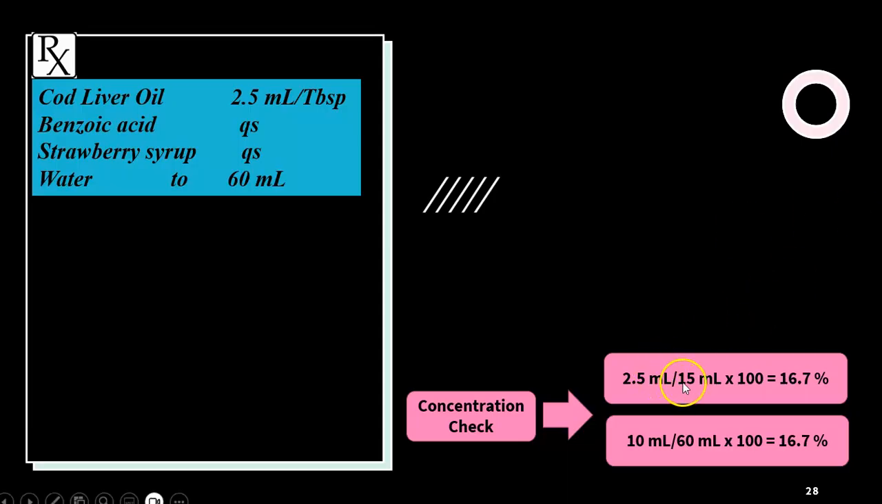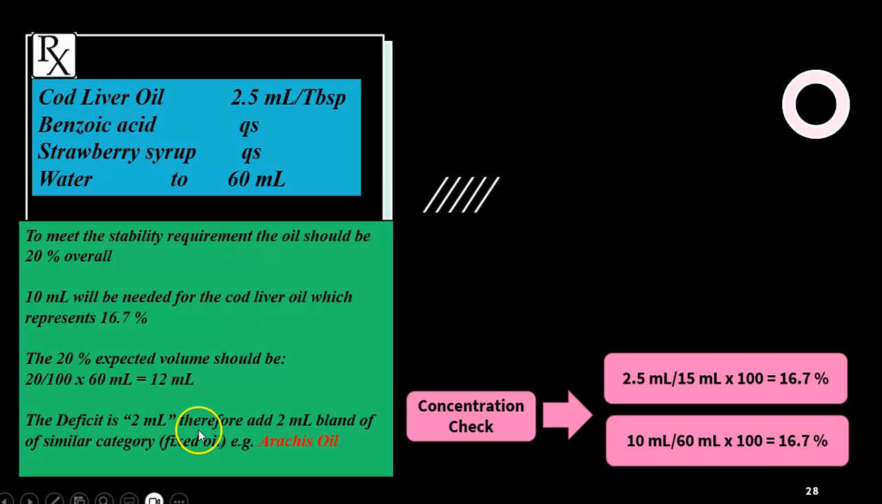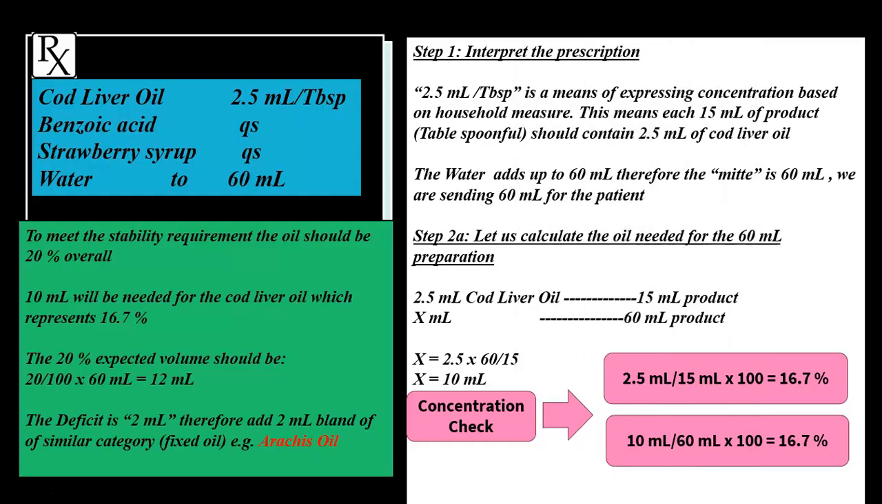So when you do your concentration check, we can do it 2 ways. The 2.5 milliliter per tablespoon that the patient is to drink, we get 16.7%. Or when we do the calculation, we find out that it's 10 ml of cod liver oil in the 60 ml product, we get the same 16.7%. And there is the calculation. To meet the stability requirement, 20%. 20% of 60 milliliters should be 12 ml. And our product is landing at 10 milliliters. So there's a deficit of 2 milliliter, and we are going to use a bland oil, arachis oil, to fill the gap.